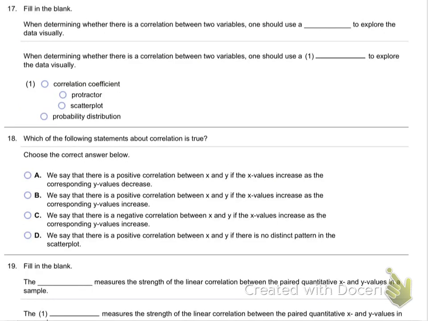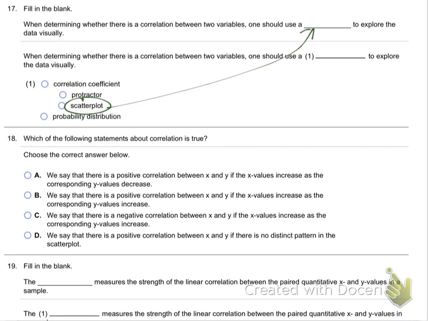Okay, 17. When determining whether there is a correlation between two variables, one should use a blank to explore the data visually. So which of these, what should you do to display? Scatterplot. Yeah, scatterplot. They're just saying you should do a scatterplot.